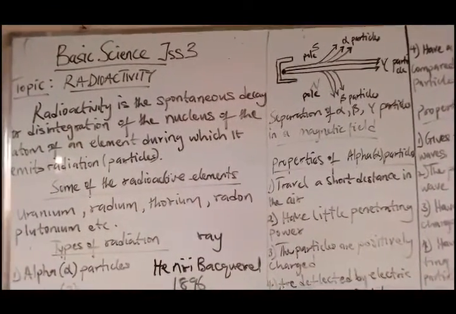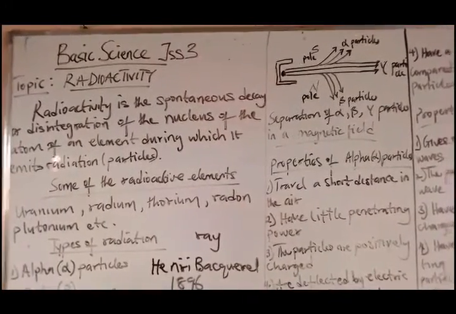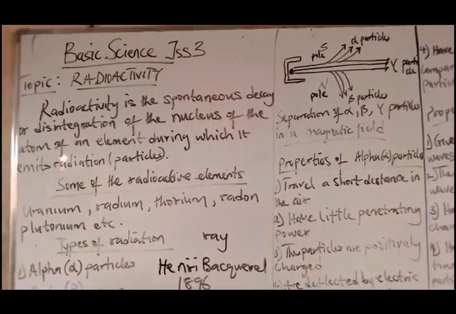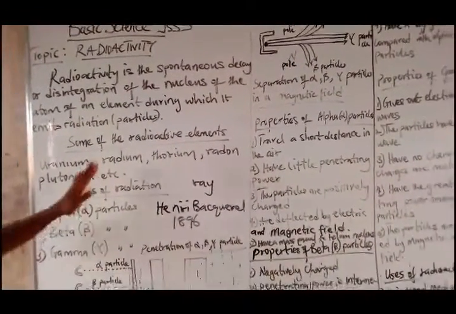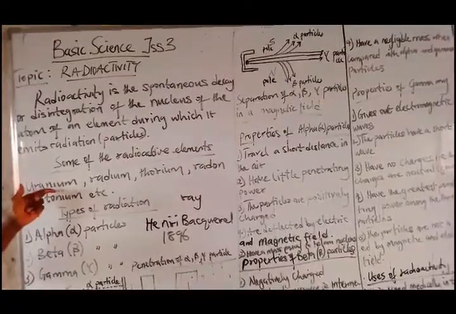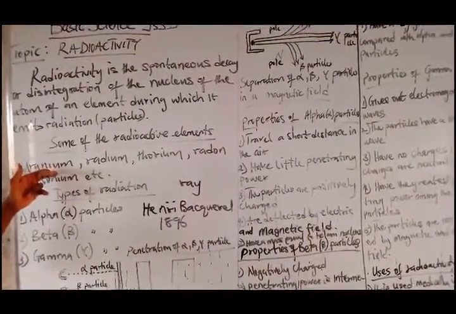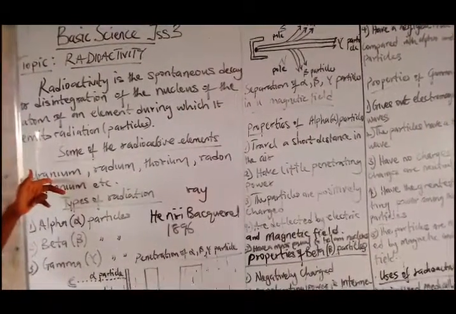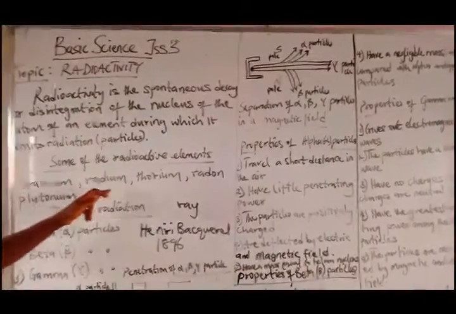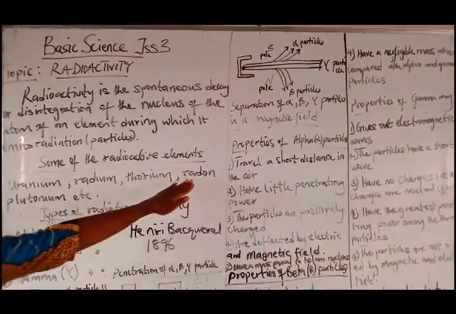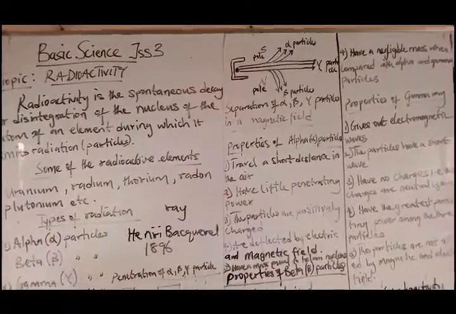Some of the radioactive elements: it's not every element that can emit this particle or radiation we are talking about. We have some elements that do that. Some of the elements are uranium. Remember that I said that the founder used uranium to observe that some elements emit radiation. We have radium, thorium, radon, and plutonium. So these are some of them.